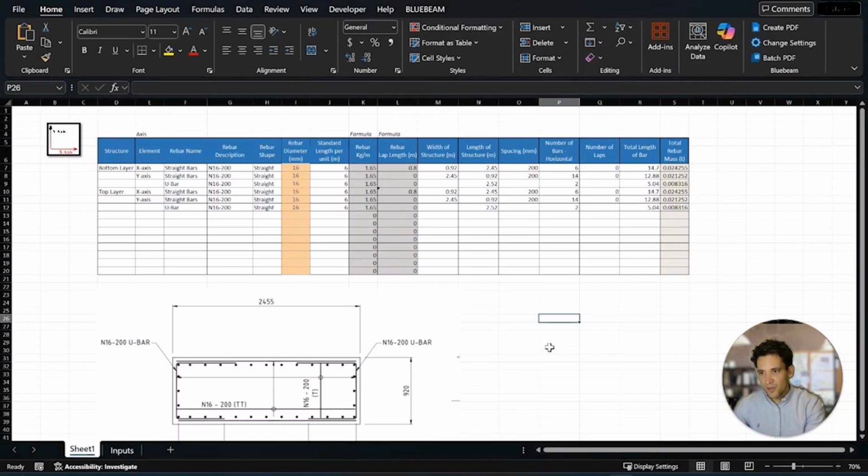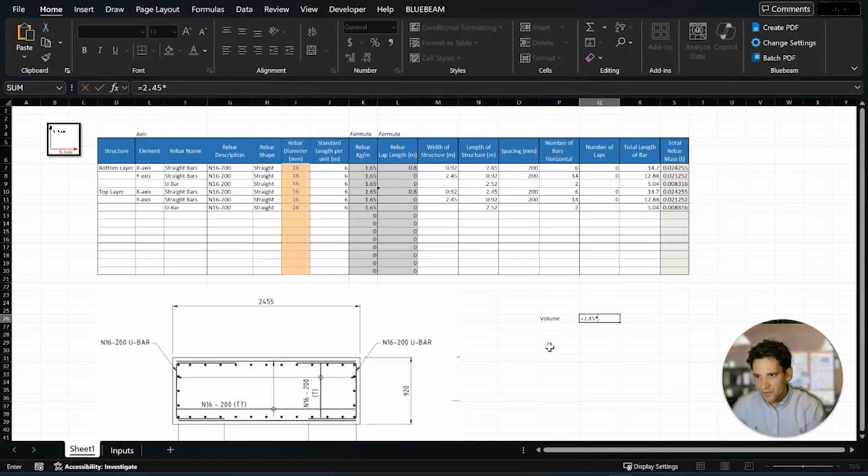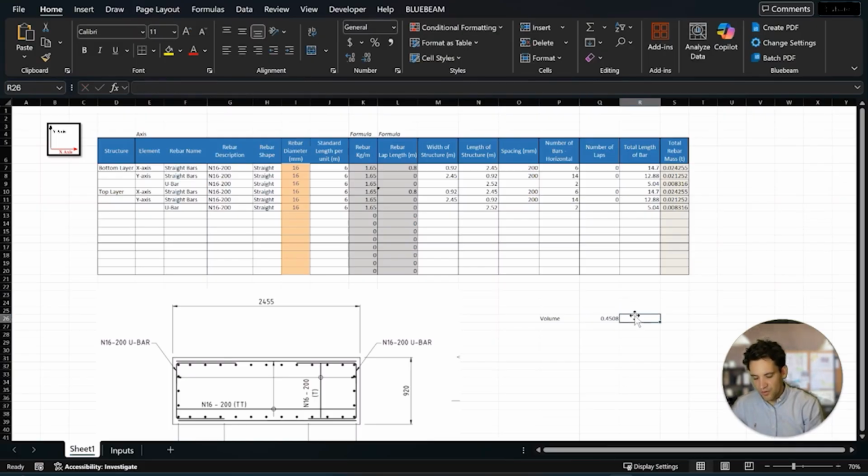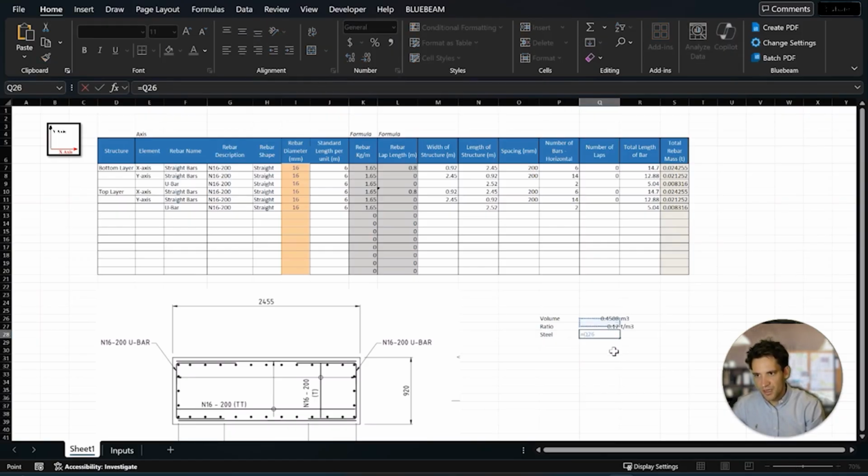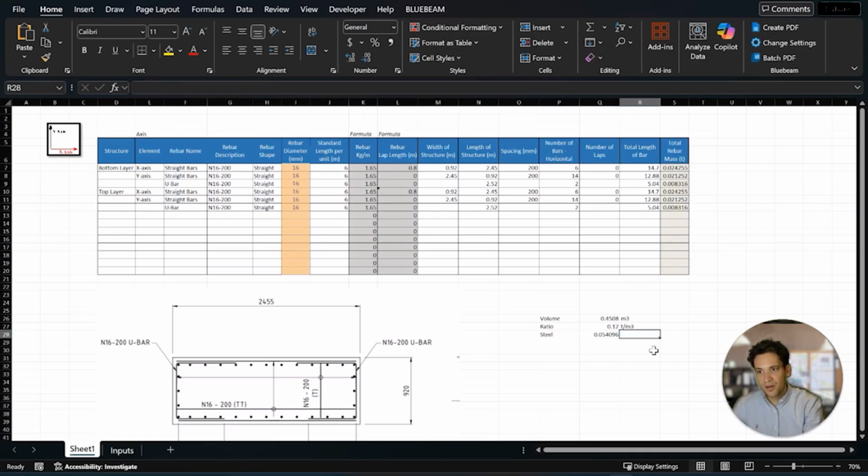Okay, so for this slab, we'll calculate the volume. So it's 2.45 times 0.92. And I actually couldn't see this, but I'm assuming it's 200 mil thick. So we'll say 0.2. So we're going to say it's 0.45 meters cubed. It's a slab, so the ratio we're going to use is 0.12, so 120 kilograms per meter cubed, or 0.12 tons. So steel will be that times that. So you get 0.05 tons of steel in that slab.